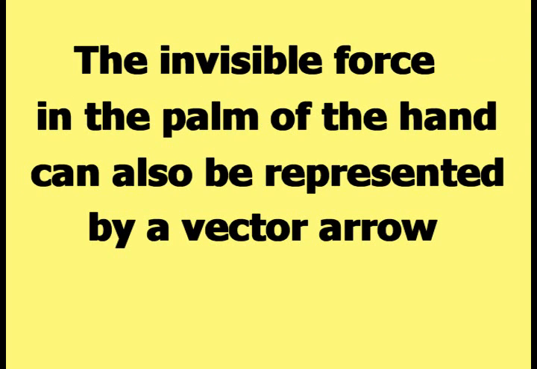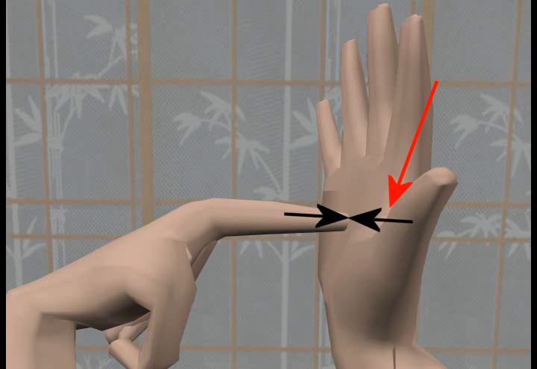The invisible force in the palm of the hand can also be represented by a vector arrow. This picture has a vector arrow in the palm of the hand pointing directly at the vector arrow from the finger to represent the equal but exactly opposite invisible force being exerted by the palm on the finger.